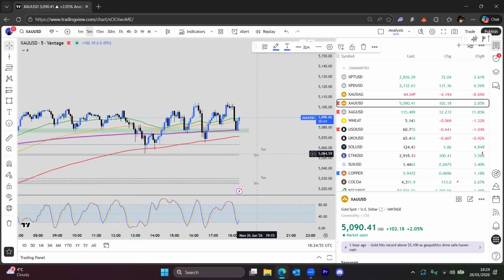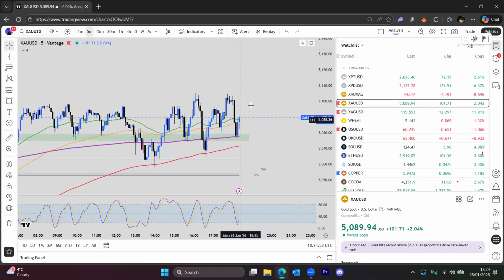You can see what price is doing right now. As I'm talking about this, price is rising, because we've come back to our VWAP. We've got a support zone. Our stochastic is telling us price is oversold. This is a good potential entry if you were to be trading right now.